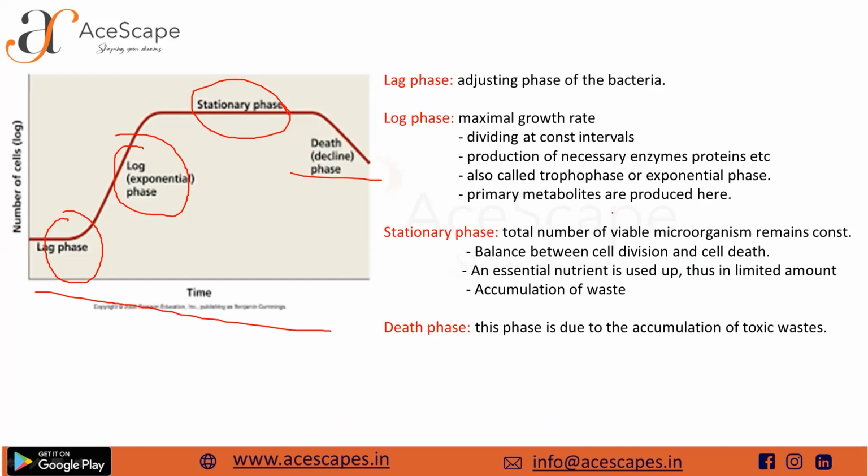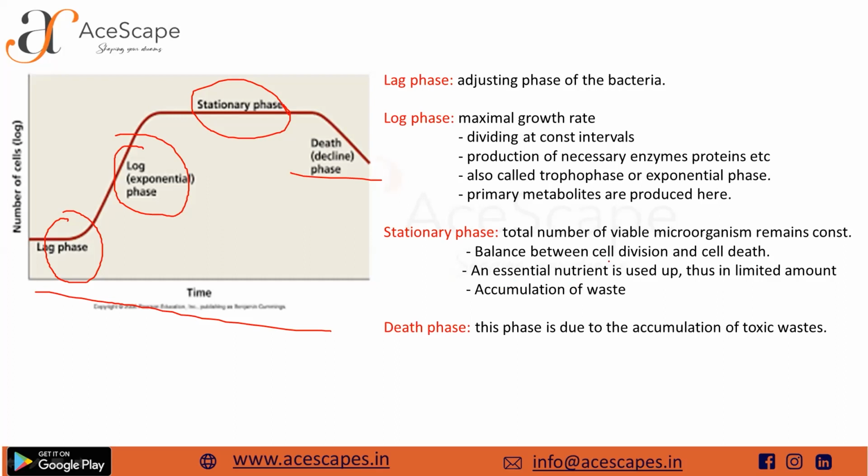So why does this happen? There are two reasons mainly. One is when an essential nutrient is used up, that is, when it is in limited amount. When it is used up, there will be less growth, or the growth will cease. The other is the accumulation of waste, which turns very toxic to the microorganisms, and maybe they are still living but they won't divide.